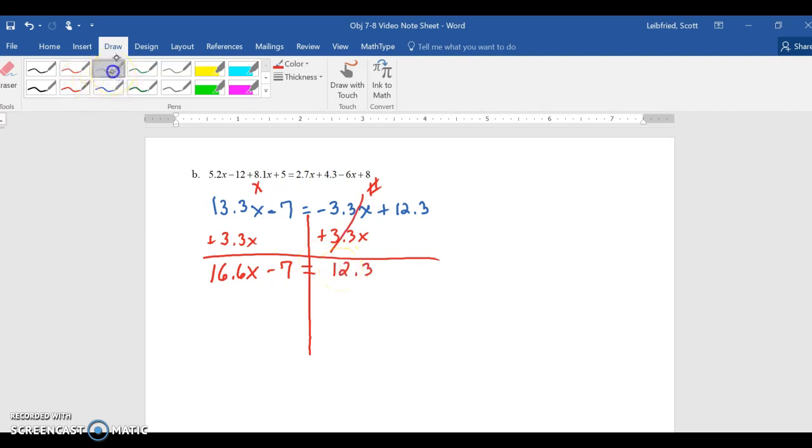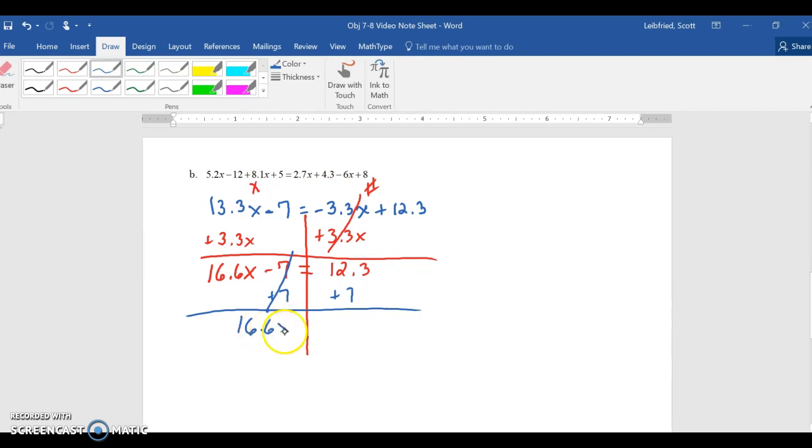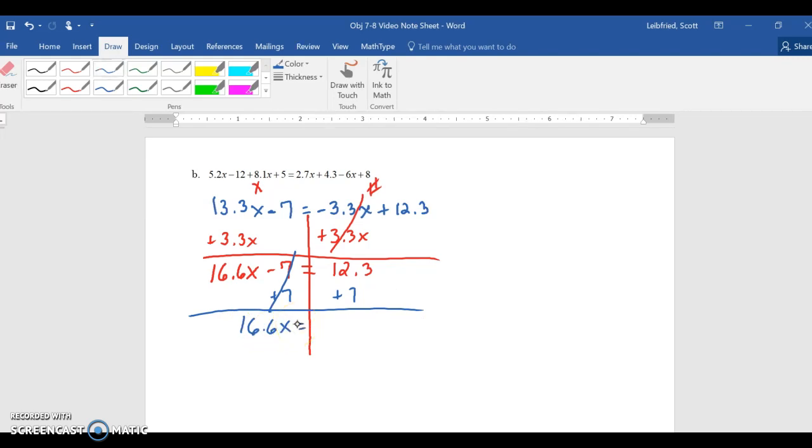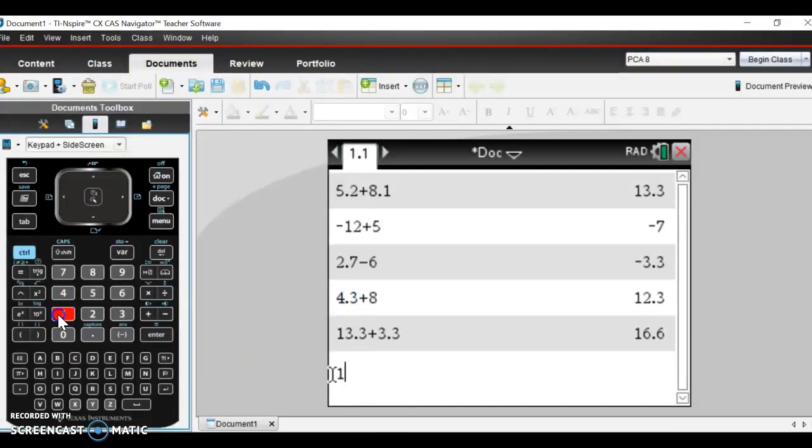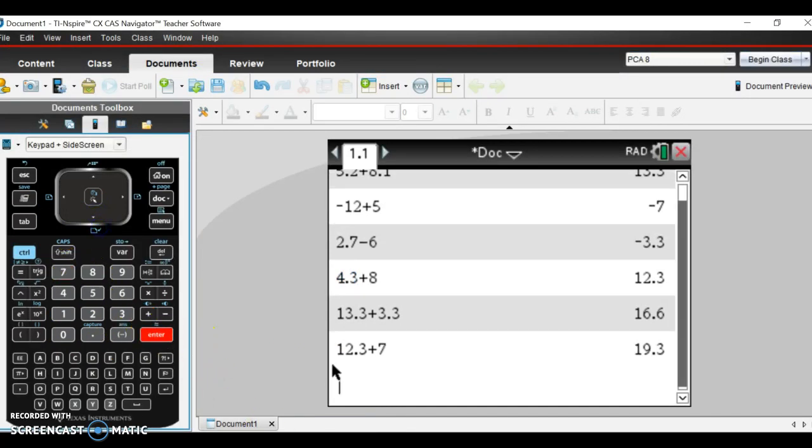So now, if we want to get the numbers on the right side, we have to add 7. The 7's cancel out. We bring down the 16.6x. And 12.3 plus 7, use your calculator. 12.3 plus 7, you get 19.3.